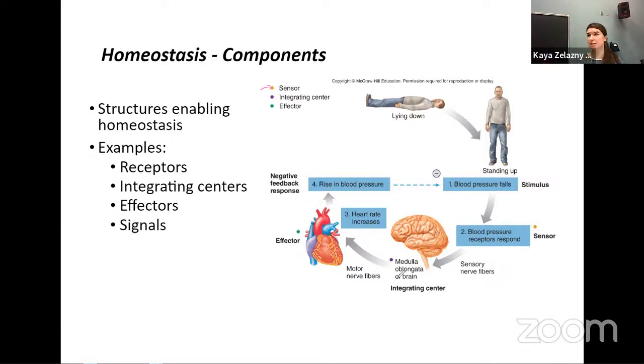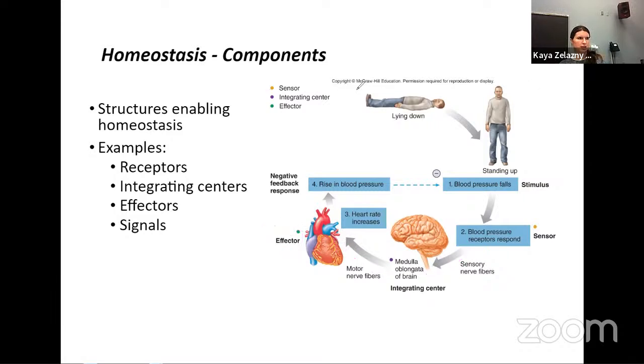The integrating centers in your brain are largely where that information is going, so that we can create a response in the body to adjust this change. Okay, so that's our integrating center. We're sensing the change, going to the integrating center, and then our effectors are what has an actual effect on the variable. So here we're looking at blood pressure. They're saying the heart rate is going to affect the blood. So what actually does something is your effector.